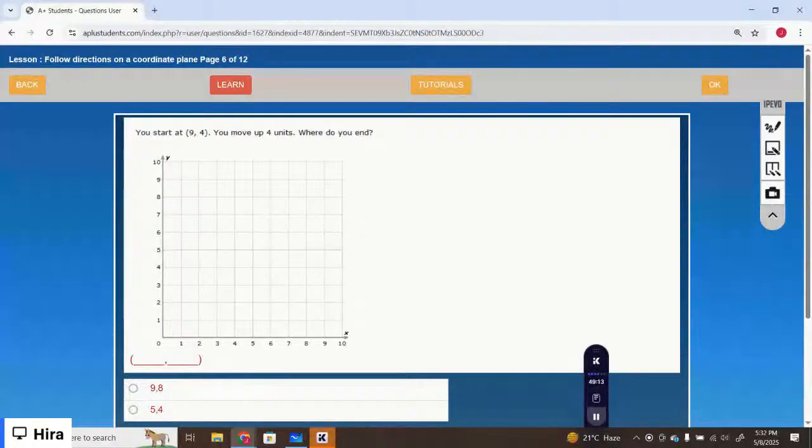You start at (9, 4), you move up 4 units. Where do you end? Which is the correct option? That is (9, 8). Option number 2 is the correct option.